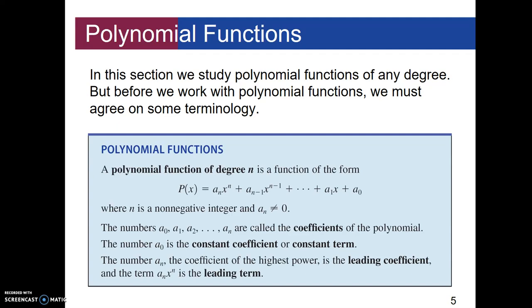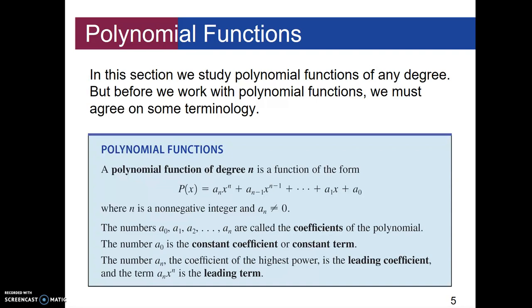P of x equals a sub n, x raised to the n, plus a sub n minus 1, x raised to the n minus 1, dot, dot, dot. There are some special terms. The two of note are the leading term, a sub n x to the n, so that's the leading term. The leading coefficient is that a subscripted by n. The degree of the polynomial is n, so that's the biggest power of x you'll see anywhere. And then our constant term is a sub 0.